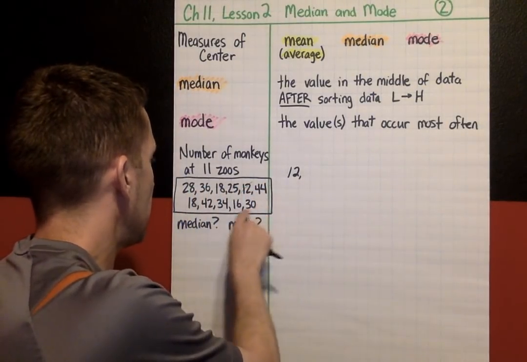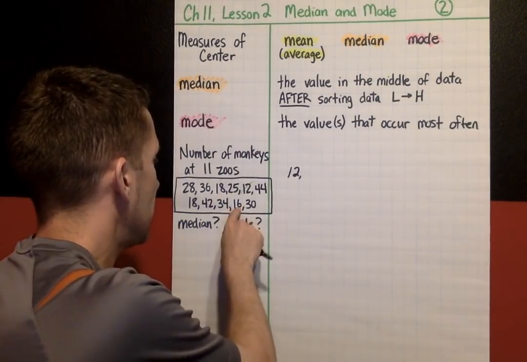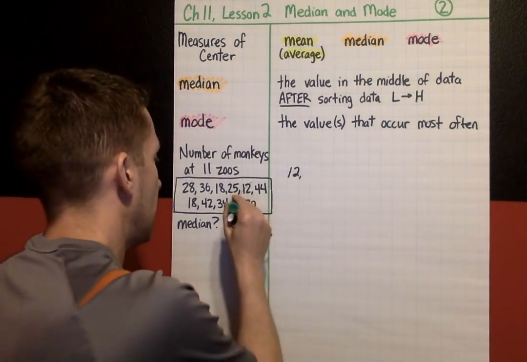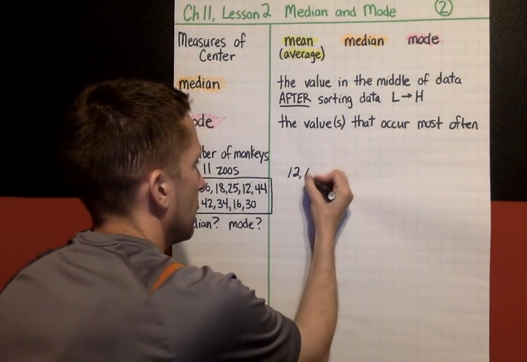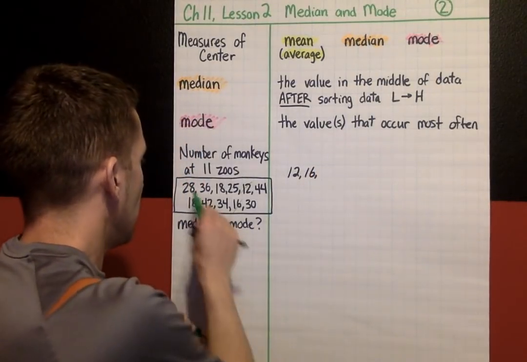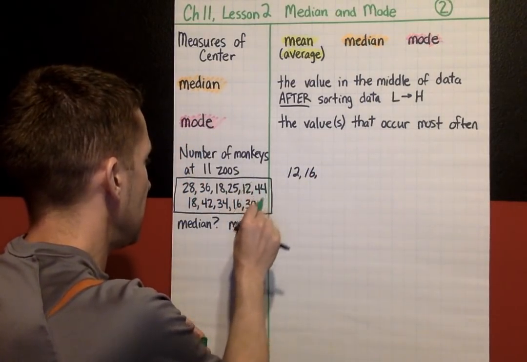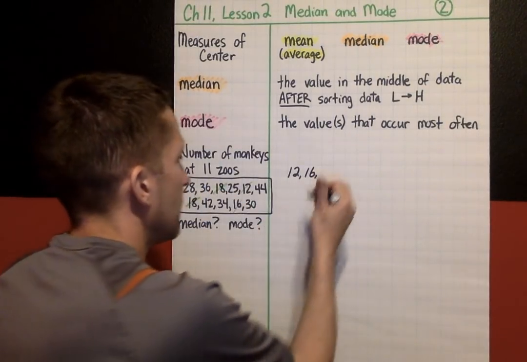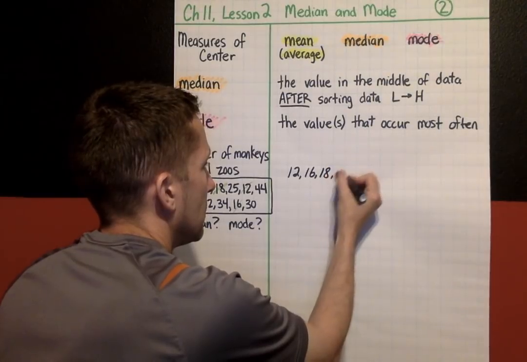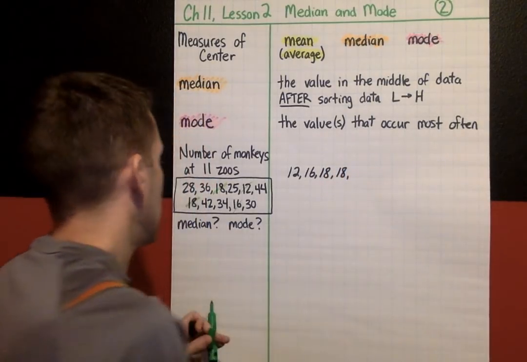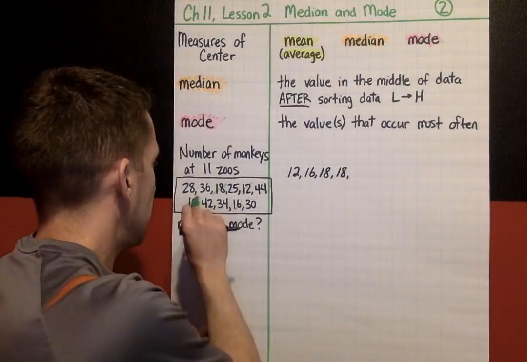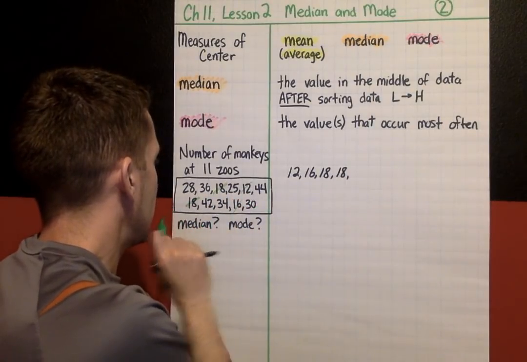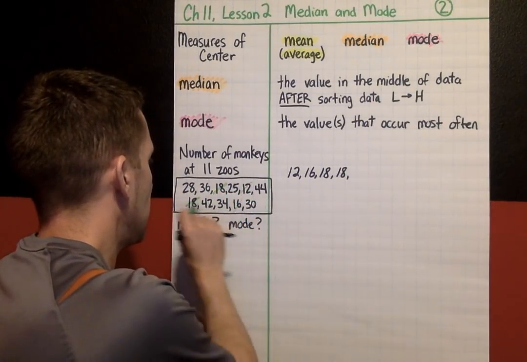The next lowest, I scan all my data, is 16. So I'm going to mark off the 16. The next lowest, I scan all, I see an 18. Here's another 18, so I'm going to mark off those 18s and list it twice. Let's see, I keep going, and the next lowest I think is 28.